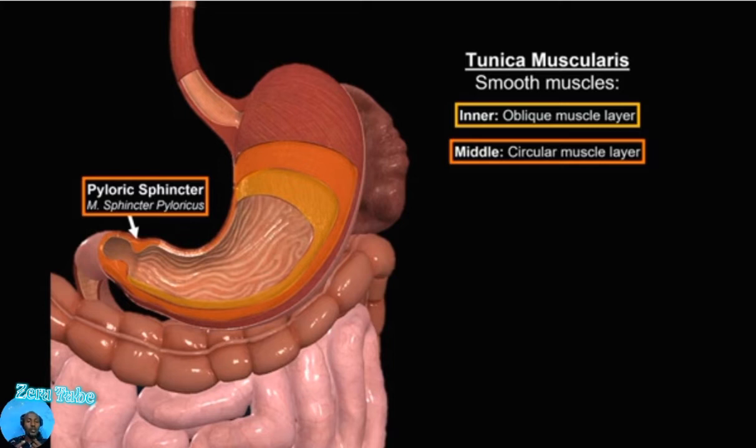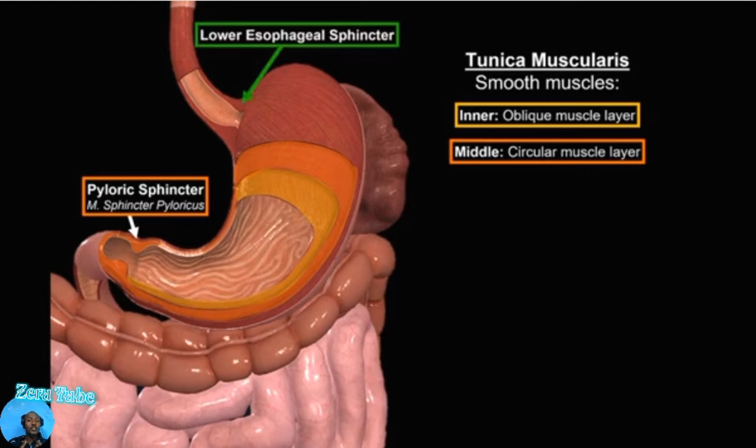So the pyloric sphincter is the endpoint of the pyloric canal, which is mainly formed from the circular layer of the gastric wall. The circular layer goes to the end and forms the pyloric sphincter where it makes contact with the duodenum. But there is one sphincter which is the lower esophageal sphincter.